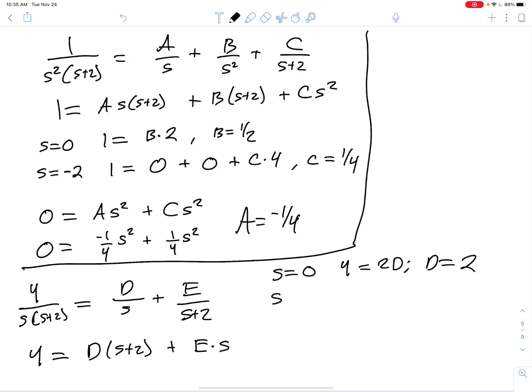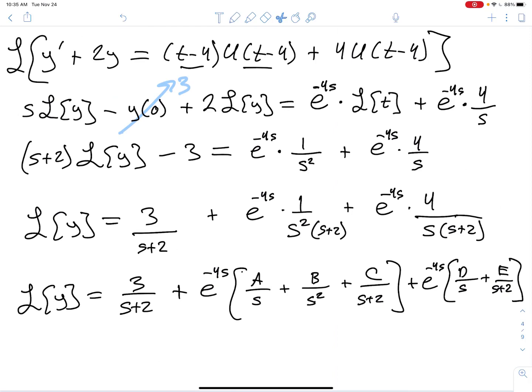And if we set s equal to negative 2, then we will get, what? 4 is equal to e times negative 2. So e must have been, I guess, negative 2 as well. Okay. So now we've got the d and the e. And we can then essentially copy this whole business here.